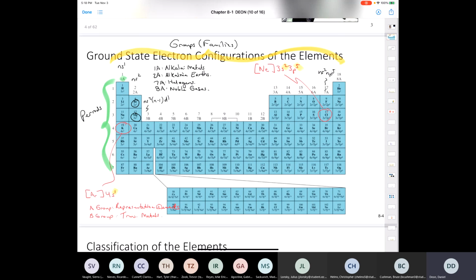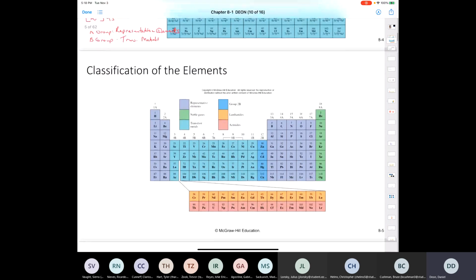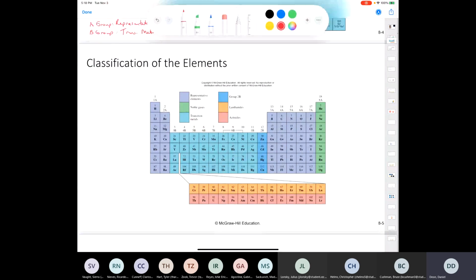Anyway, let's talk a little bit more about the classification of the elements. Here it is shown on a slide. Groups 1A, 2A, 3A, 4A, 5A, 6A, and 7A, we call these the representative elements. Group 8A, the noble gases, then we have the transition metals. Group 2B is kind of a special group all unto its own. And then down here at the bottom, these two rows going from 58 to 71 and 90 to 103 are called the lanthanides and actinides, respectively.